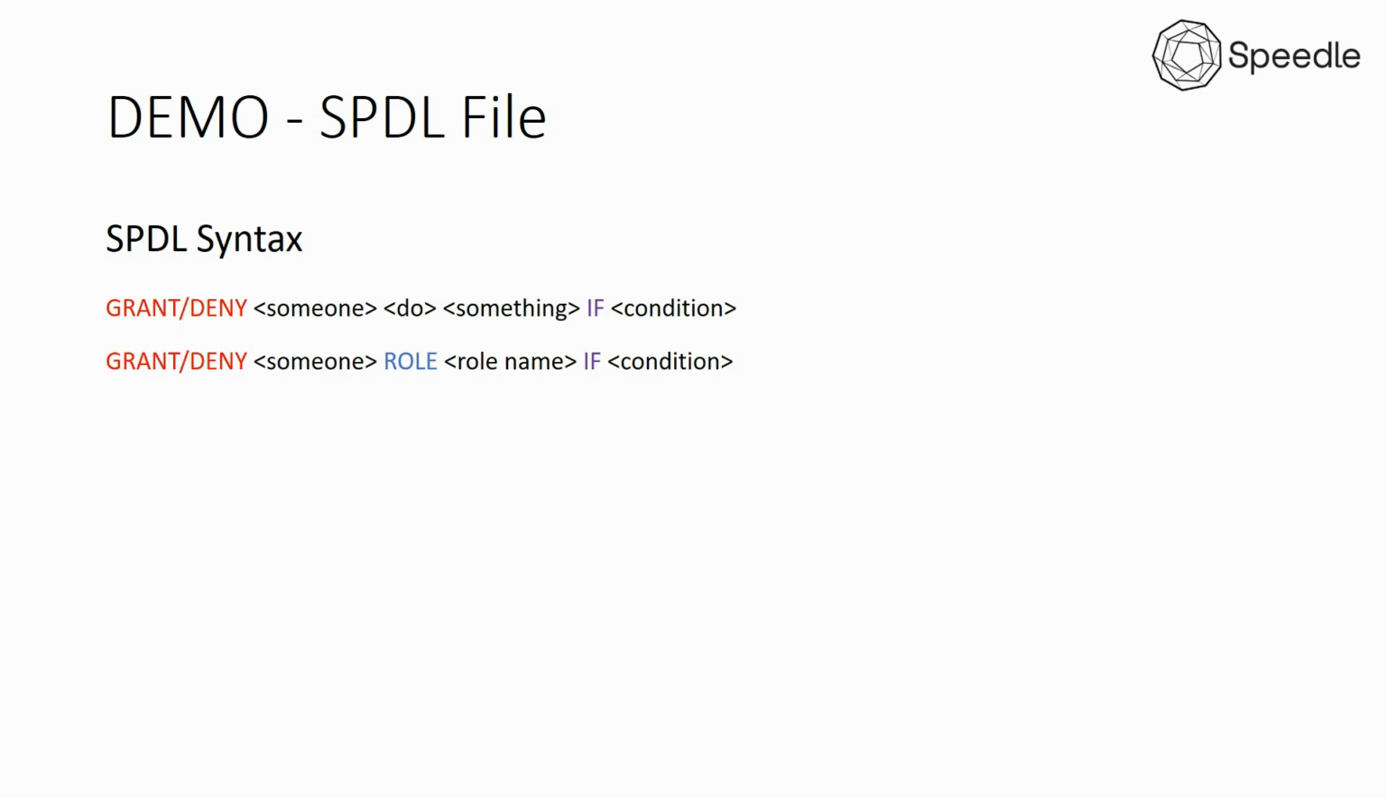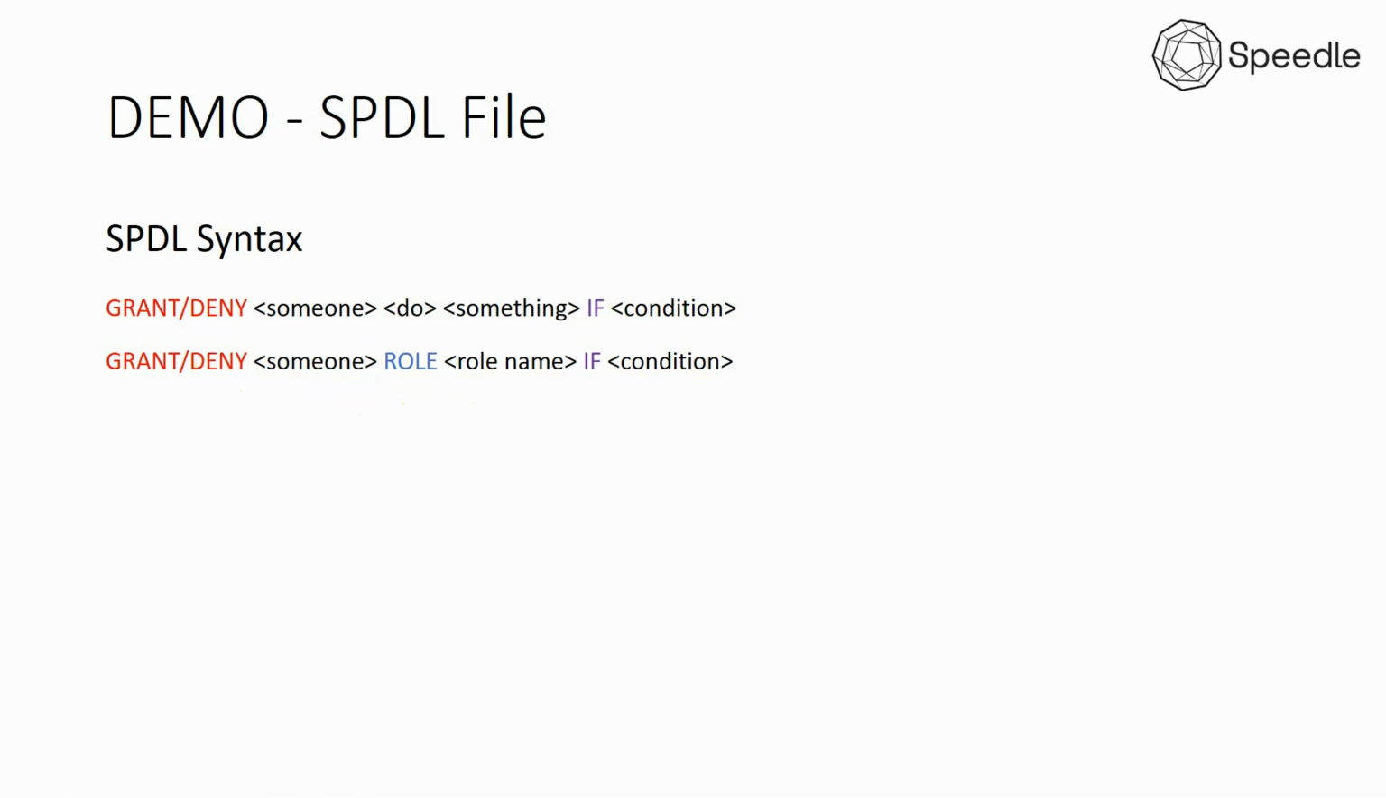The syntax for policy is grant or deny someone do something if the condition is true. And the syntax for role policies is grant or deny someone role name if the condition is true.